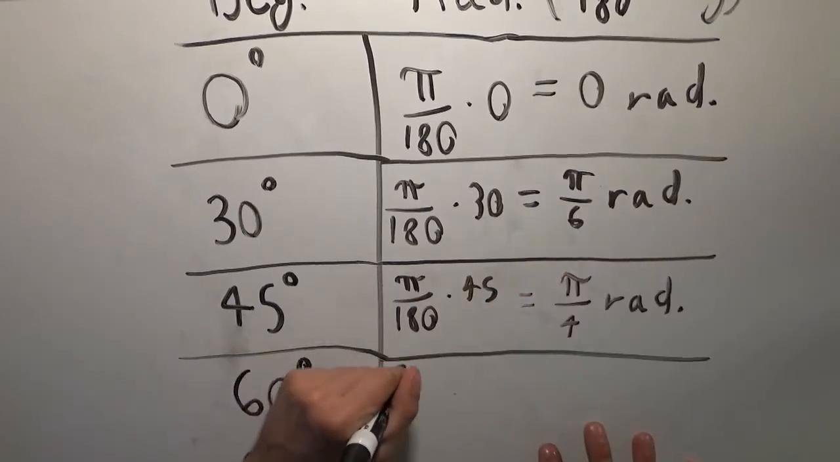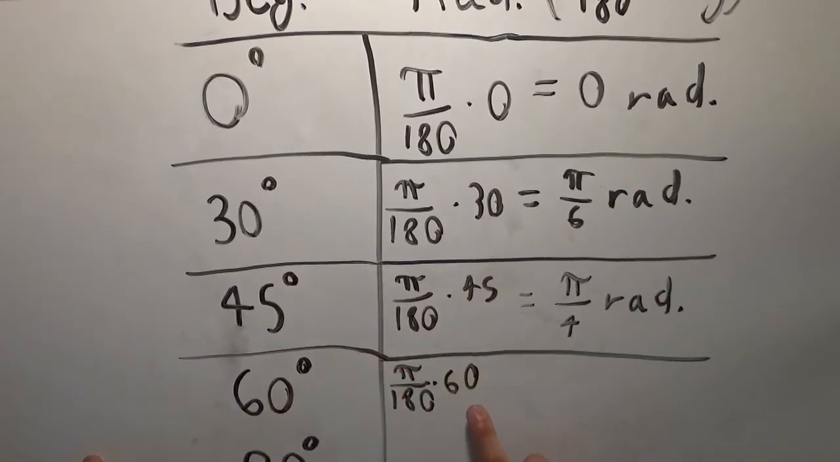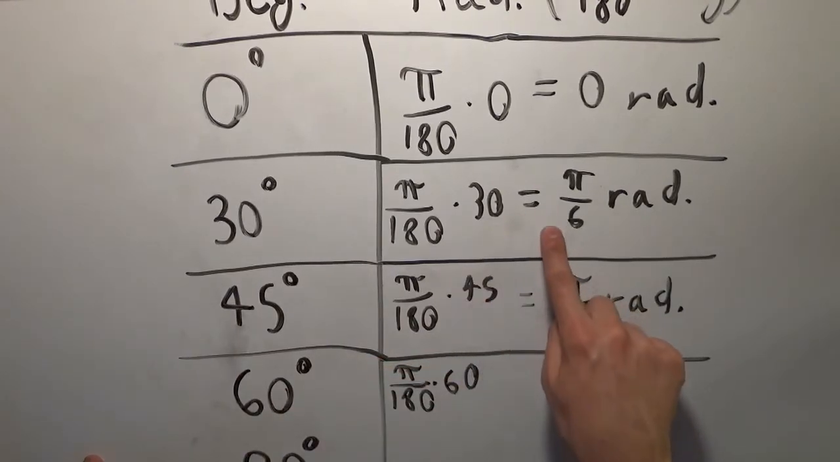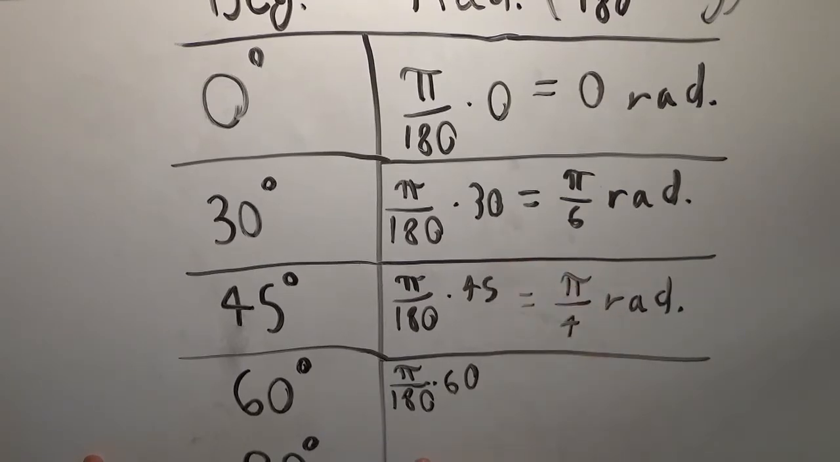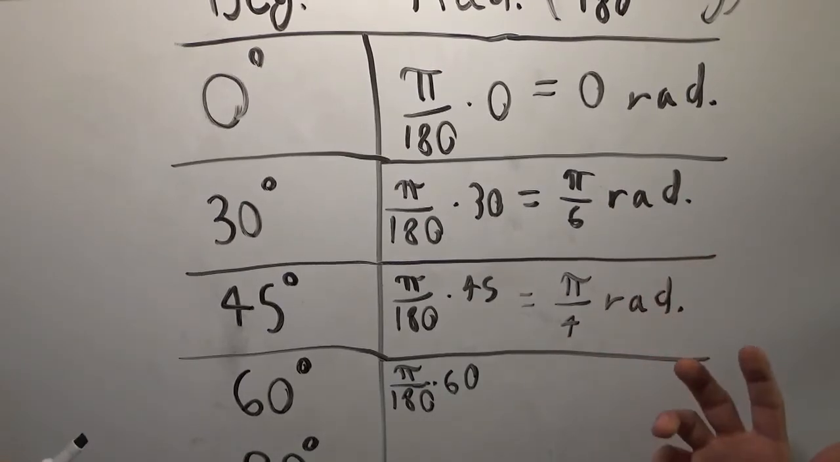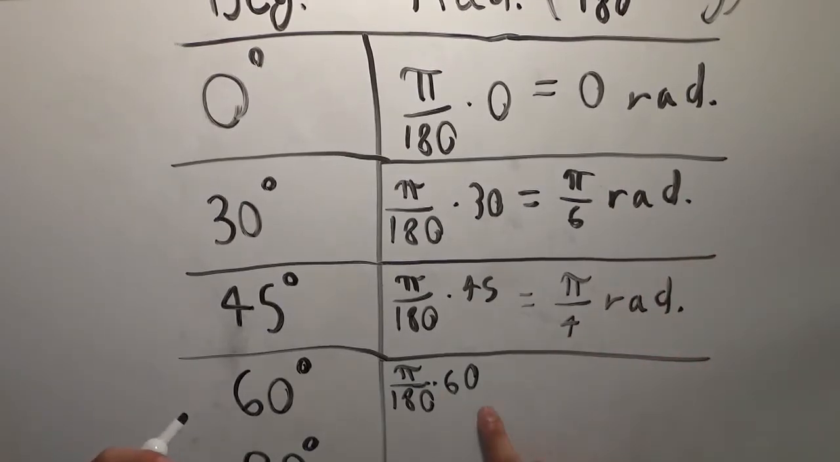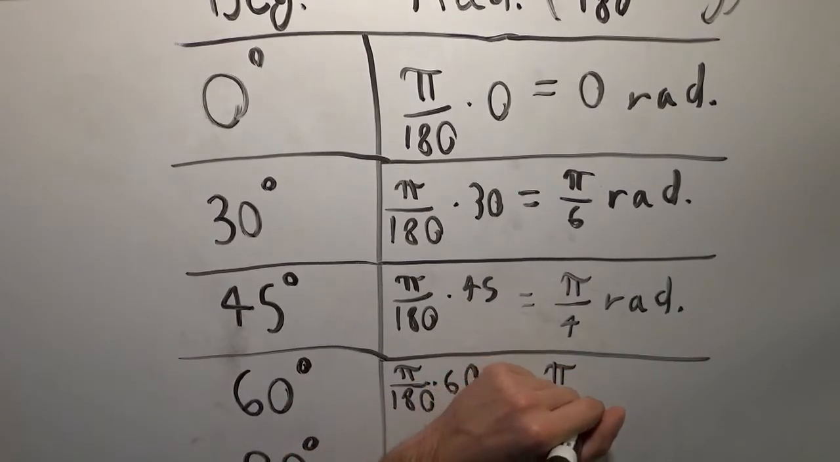60 degrees, pi divided by 180 times 60. Well, 30 divided by 180 was pi over 6. 60 is 2 times more than that, right? So 60 divided by 180 is not going to be 1/6, but what's 2 times 1/6? That's going to be 2/6 or 1/3, right? So 60 over 180 is going to be 1 divided by 3. Again, pi comes along, and we get pi divided by 3 radians.